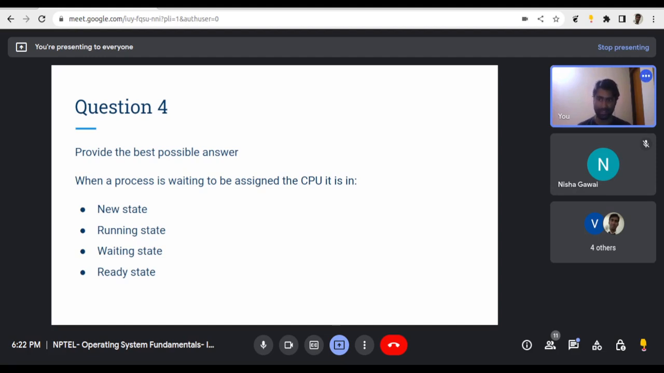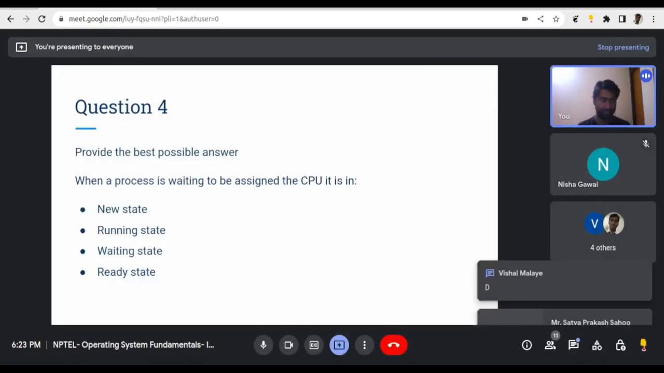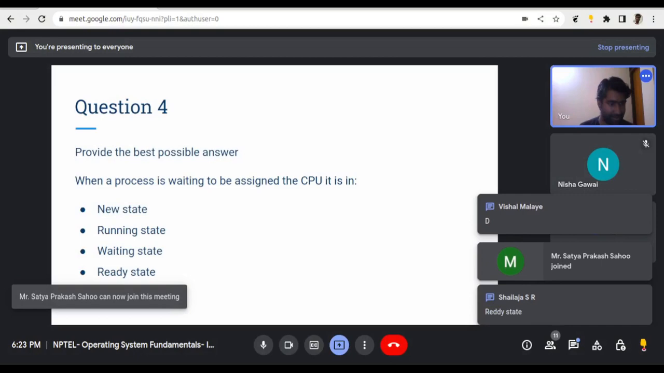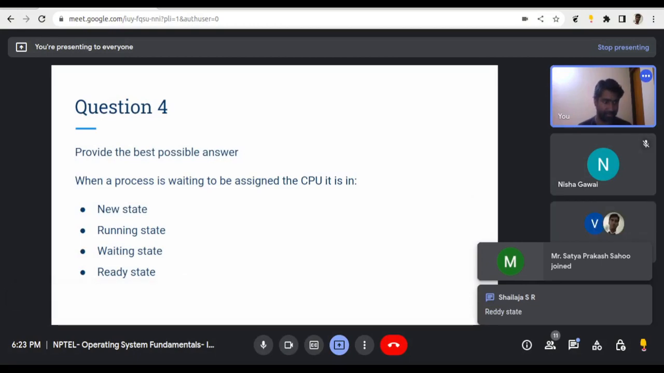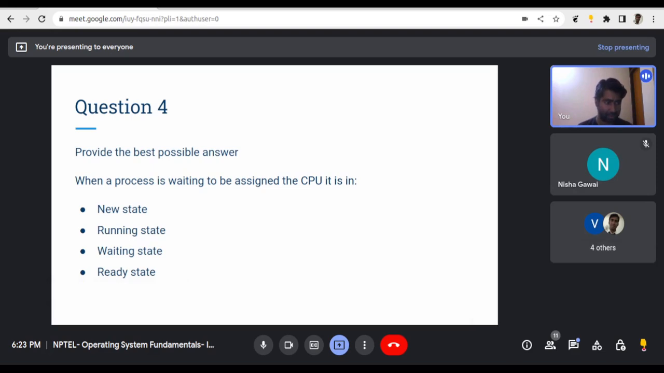actually in? Is it in new state? Is it in running state? Is it in waiting state? Or is it in ready state? So can anyone say? Ready state. Okay. Ready state. Okay. Anyone else would like to contribute?